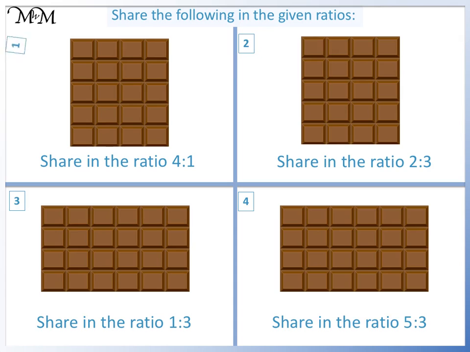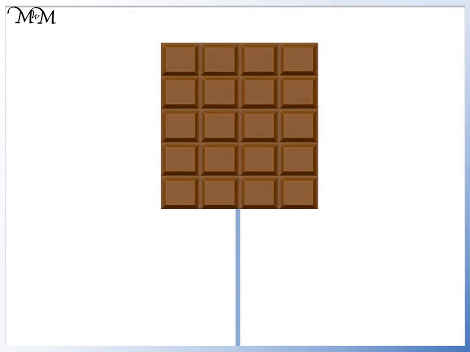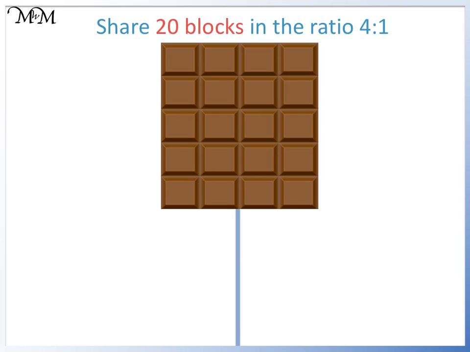Question 1. We have a bar of chocolate that measures 5 blocks by 4 blocks, so 20 blocks in total. Share 20 blocks in the ratio 4:1. For every 4 parts we place on the left, we place 1 part on the right.